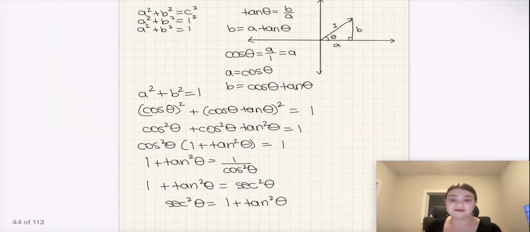A bit trickier than the other Pythagorean identity we did before, that's for sure.